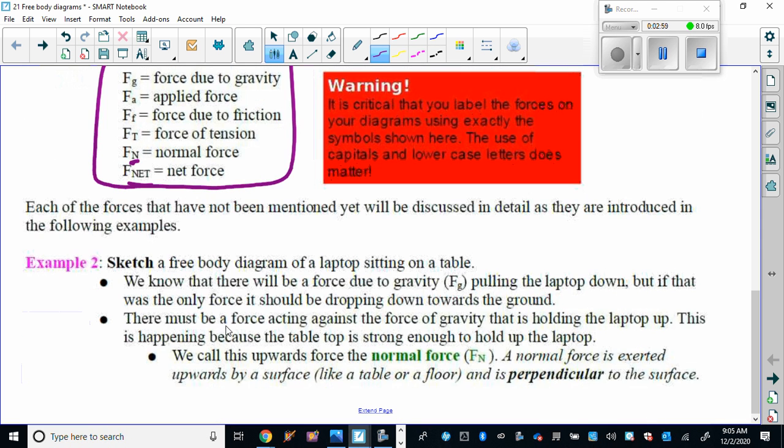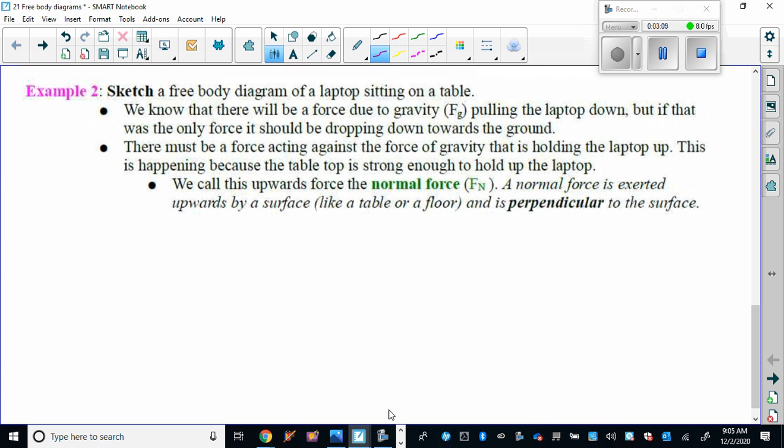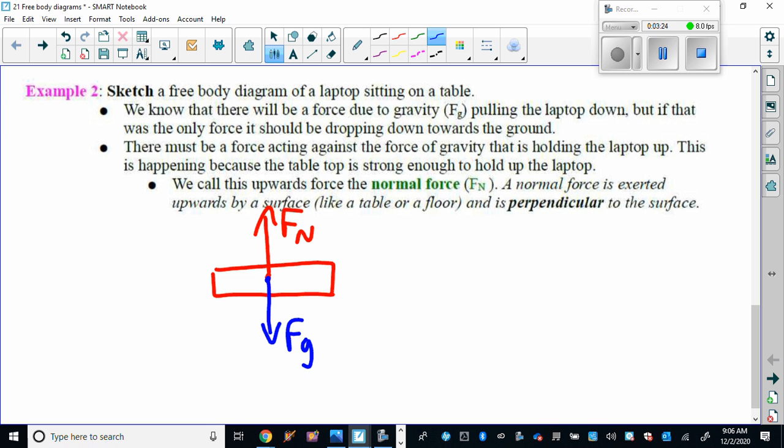Okay, so here we go. We'll do a bunch of examples of free body diagrams. You're going to see tons of free body diagrams for this unit. Sketch a free body diagram of a laptop sitting on a table. So this is really easy. We've done one already. It's just sitting there. It's not accelerating in any direction. So you've got the normal force pushing it up, and you've got the gravitational force pulling it down. I've tried to draw the vectors the same size, because they're equal and opposite, and therefore the object is not accelerating in either direction.